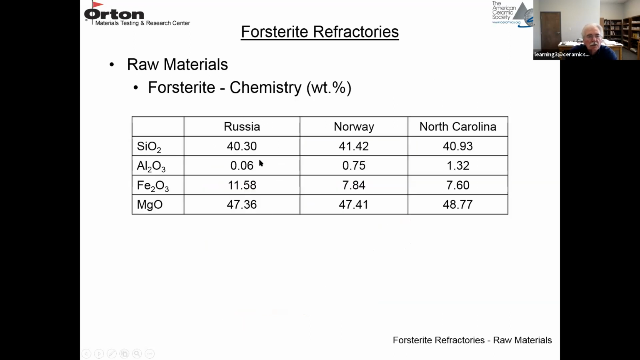So here are three raw materials, a Russian, one from Norway, and one from North Carolina. They all have about 40–41% SiO2, about 47–48% MgO. And then here's your contribution from fayalite. The Fe2O3 level is about 11, 8, and 7. And there's also some alumina present.